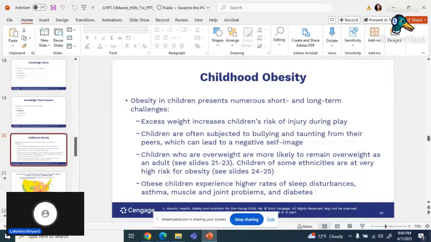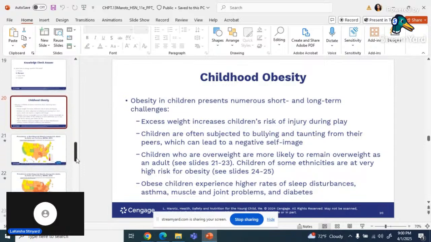Children who are overweight are more likely to remain overweight as an adult. Children of some ethnicities are at very high risk for obesity. Obese children experience higher rates of sleep disturbances, asthma, muscle and joint problems, and diabetes.